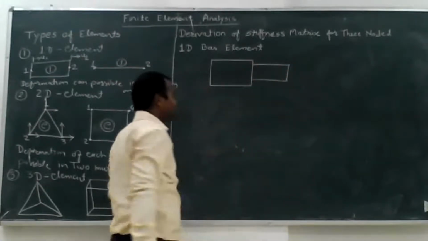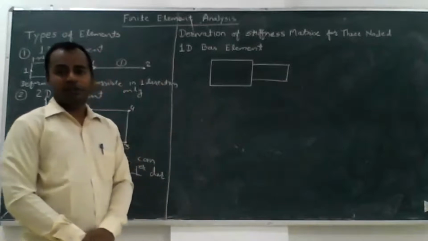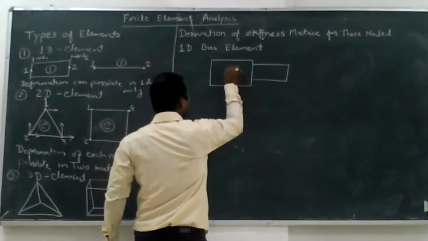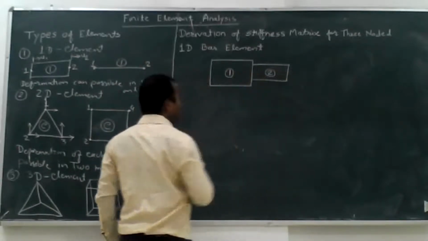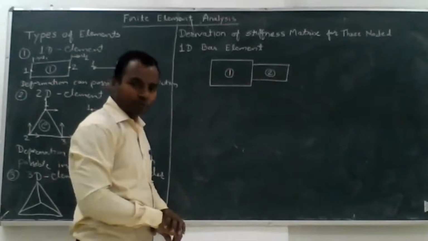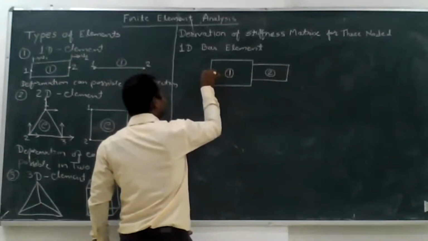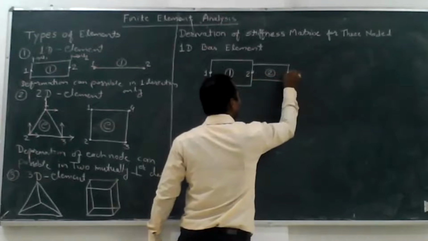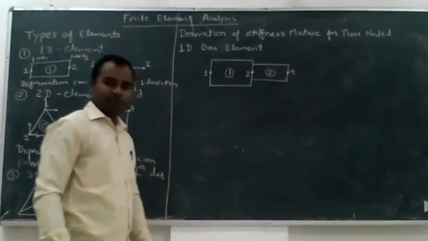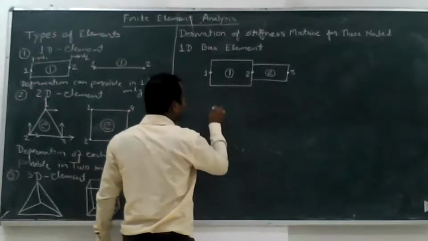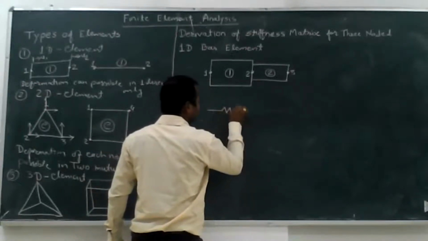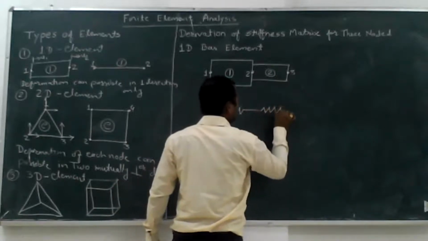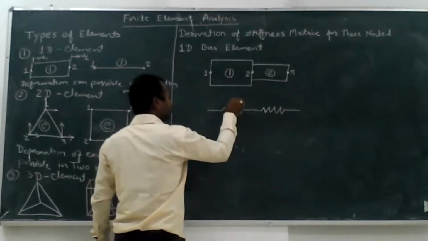So this is a step bar, the type of numericals we already studied in strength of materials. This is element number 1 and this is element number 2. Each element has 2 nodes: element number 1 has node number 1 and node number 2, and element number 2 has node number 2 and node number 3. Okay, so I write these elements in the form of a spring structure.